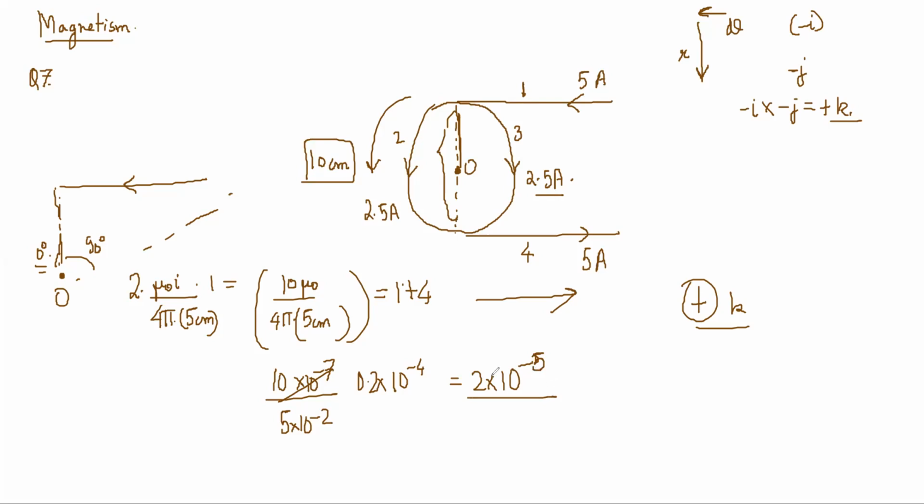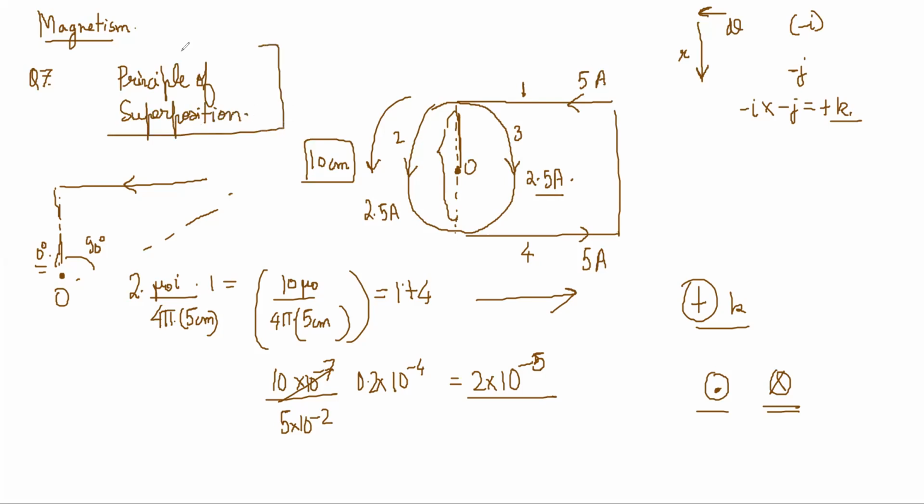And it is coming out because this was plus k, both of them. Coming out means a dot will be there. The sign for plus k when it comes out of the plane is a dot, otherwise it would have been a cross. So basically what we are using in this question is the Biot-Savart law in addition to the principle of superposition, where at any particular point the magnetic field or electric field is the sum of the components of the magnetic field due to whatever sources are there. And it is a vector sum, you have to be careful about the directions.